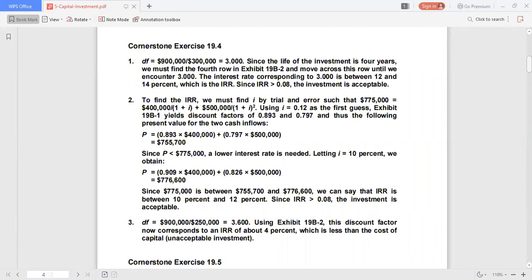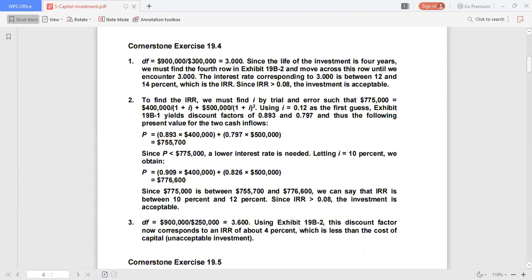In other words, your discount factor is 3. You look for 3 in line with N of 4. So when you look, going to the right, you will find 3.0 between 12 and 14%, because above you have your columnar headings which are in percentages. It begins with 1%, 2, 3, 4, 5. So your 3.0 is between 12 and 14%. That's your IRR. If you want to determine the most exact IRR, then you have to interpolate. But if the problem just asks for the IRR, you can use approximately between 12 and 14%.